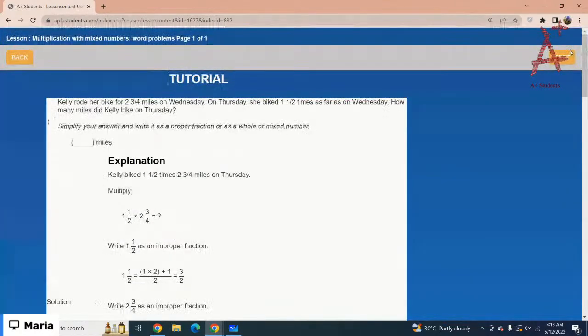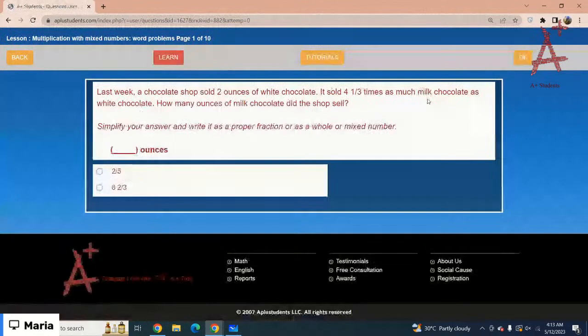Let's just start with the test questions. Okay. Last week, a chocolate shop sold 2 ounces of white chocolate. It sold 4 whole 1 by 3 times as much milk chocolate as white chocolate. How many ounces of milk chocolate did the shop sell? So you have to do 2 times 4 whole 1 by 3. Got it?